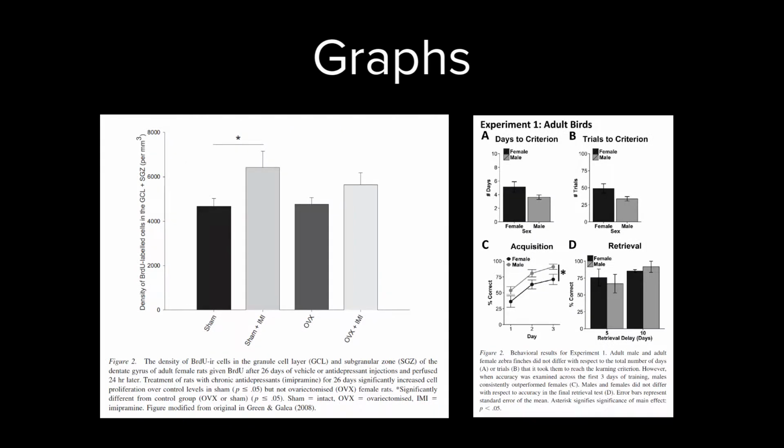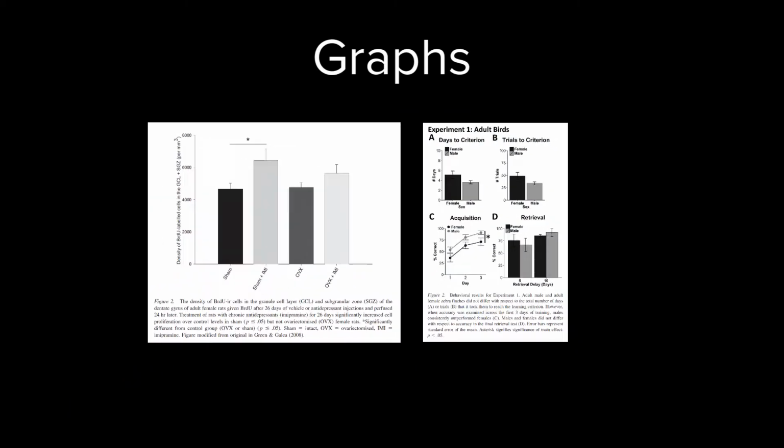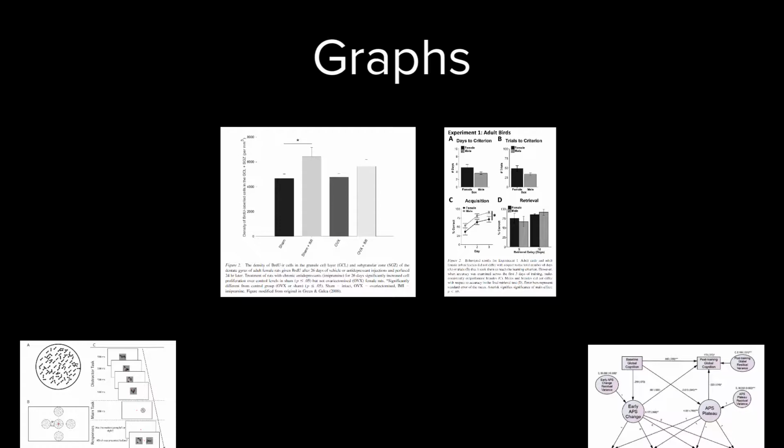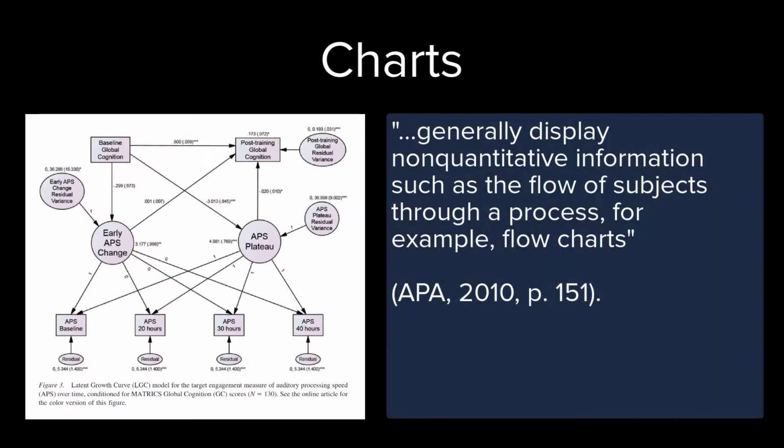Here are some examples. Graphs typically display the relationship between two quantitative indices or between a continuous quantitative variable, usually displayed as the y-axis, and groups of subjects displayed along the x-axis. Think of the graphs you might create in Excel for data that are best suited for visual representation. Charts generally display non-quantitative information such as the flow of subjects through a process, for example, flowcharts.